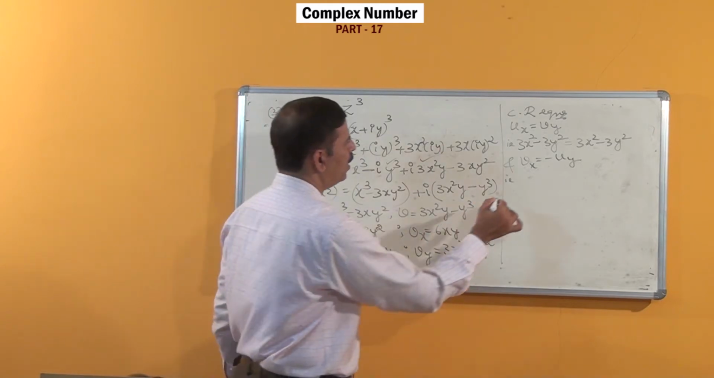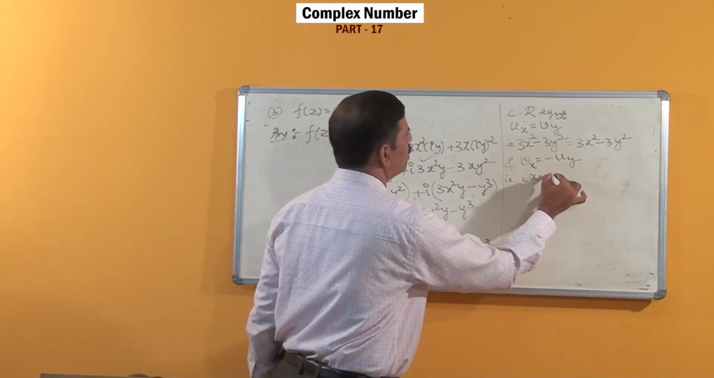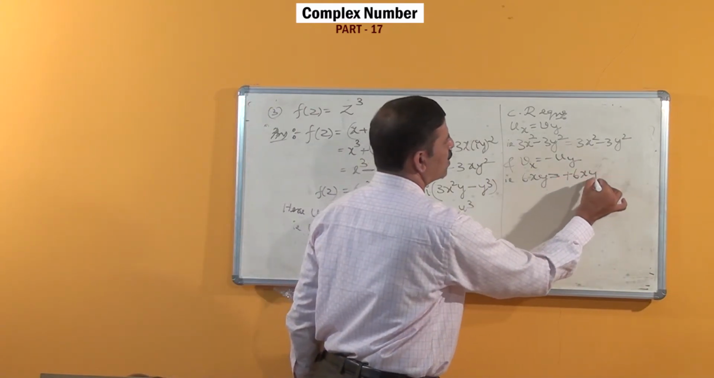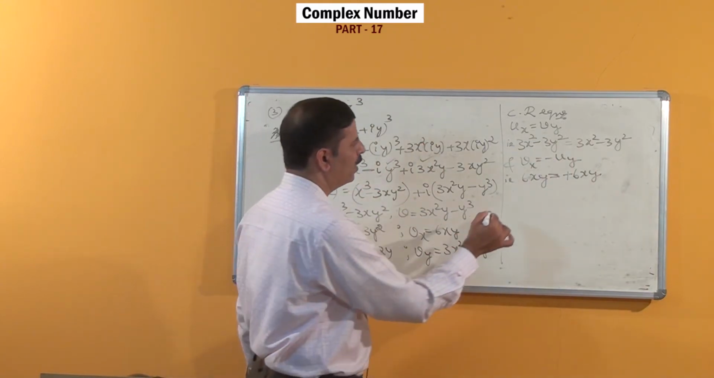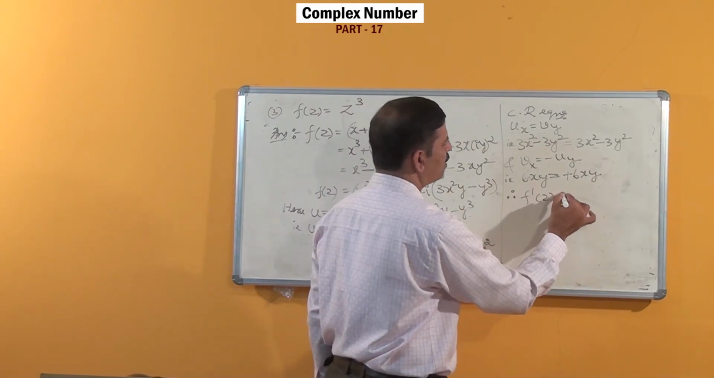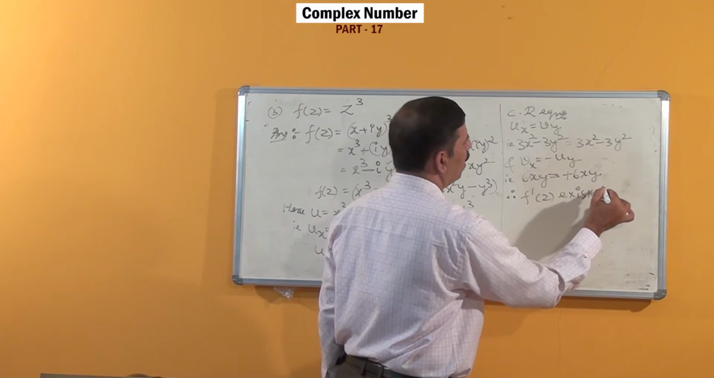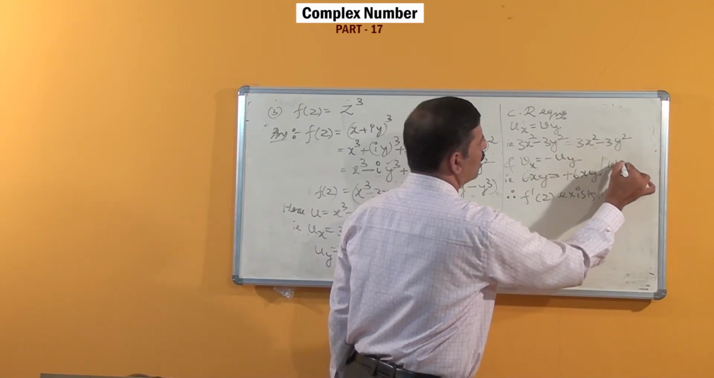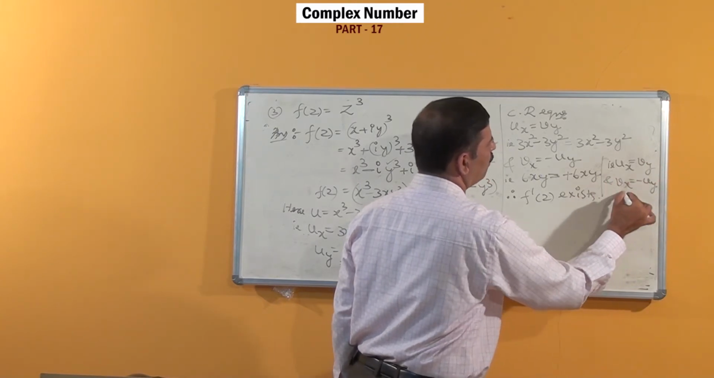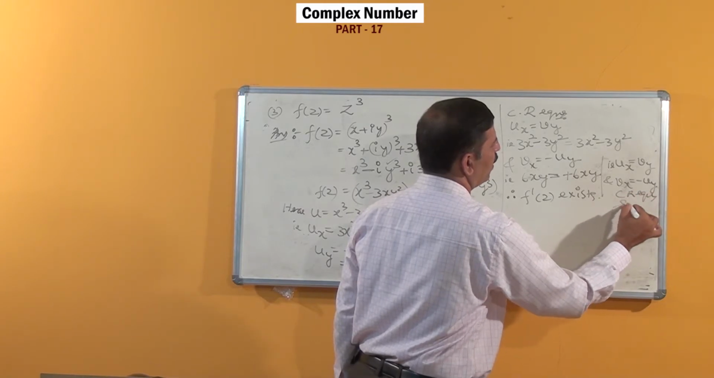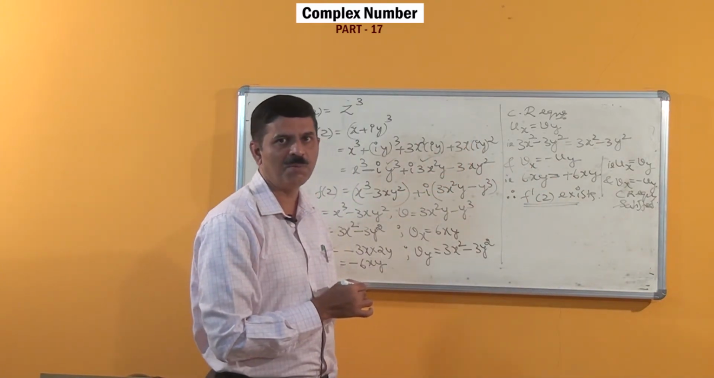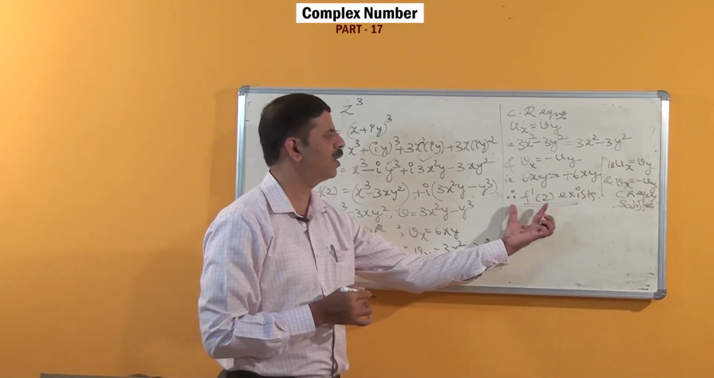What is vx? You have got 6xy. What is uy? uy is minus 6xy, therefore minus of minus becomes plus 6xy. Therefore both the terms of the CR equations are satisfied, and we will say that f dash of z exists. Or you may write it this way also: ux is equal to vy and vx is equal to minus uy. Therefore, the CR equations are satisfied, so f dash of z exists. You may write the result in that manner.